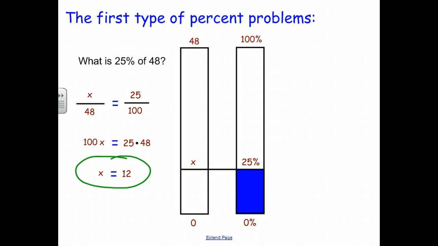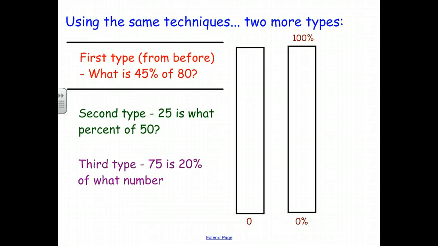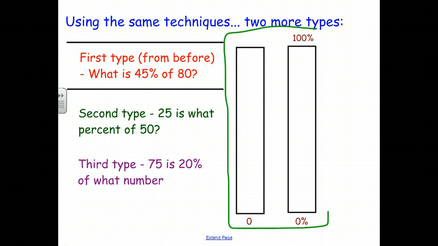So we can manipulate that slightly, and we can come up to pretty much any variation of that type of percent problem. We started with the idea of the first type being something like, what is 45% of 80? What is 120% of 12? What is 100% of 90? What is 12.5% of 8? But we can change around what it is that we don't know, and our system will be exactly the same. It will always start out looking like this.